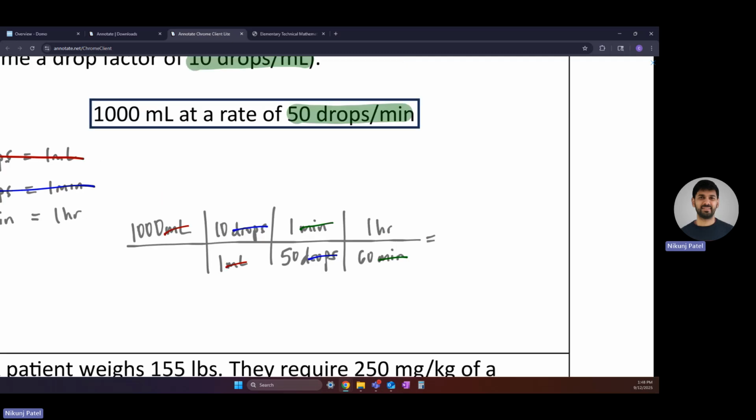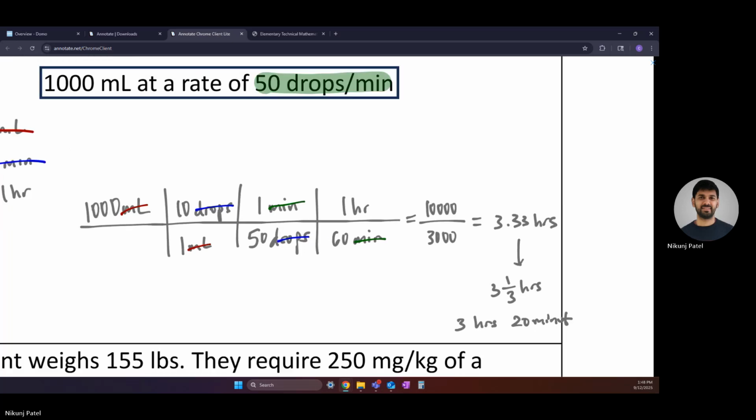So multiplying across the top, you should get 10,000 when you multiply. Across the bottom, you should end up getting 3,000. So this roughly is about 3.33 hours, or depending on the question, you're thinking 3 1/3 hours. But more commonly, we usually say that's 3 hours and 1/3 is just the same thing as 20 minutes. So depending on the question, you may see any of these versions as well, but it's 3.33 hours.